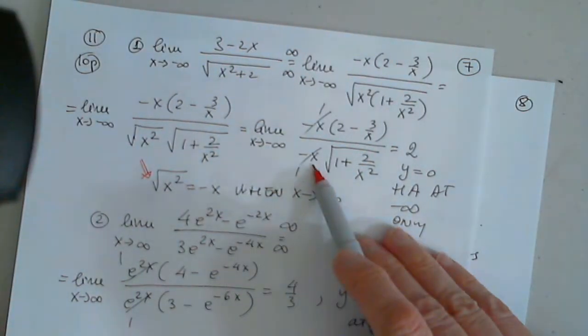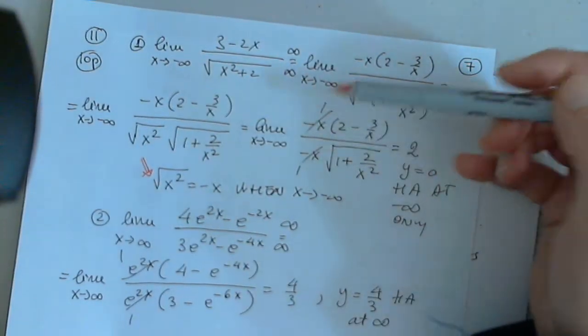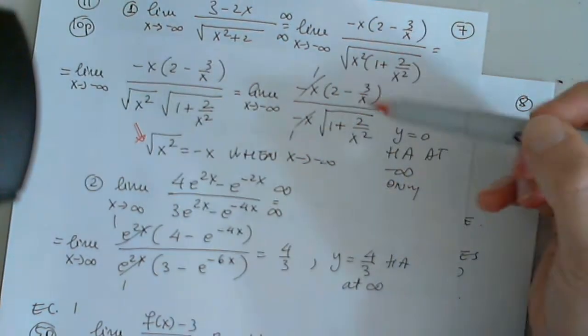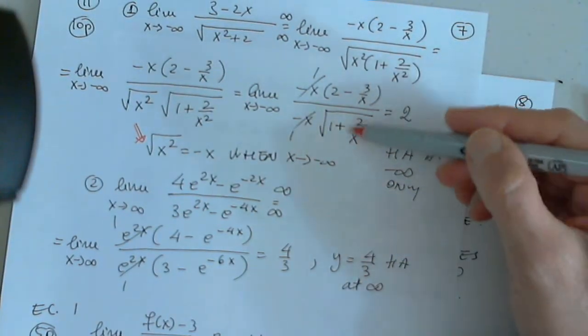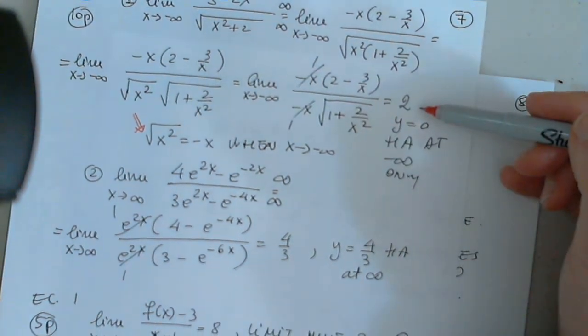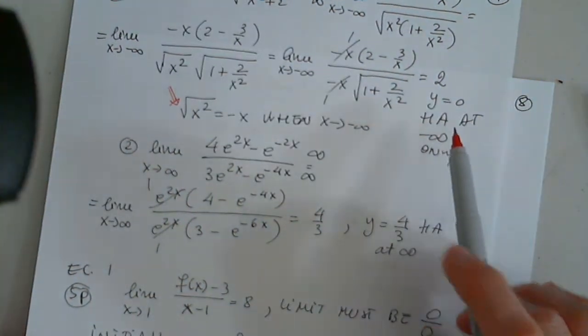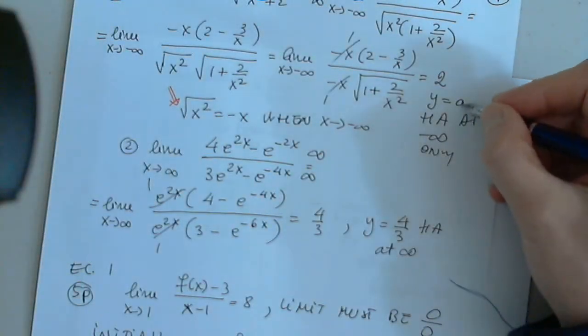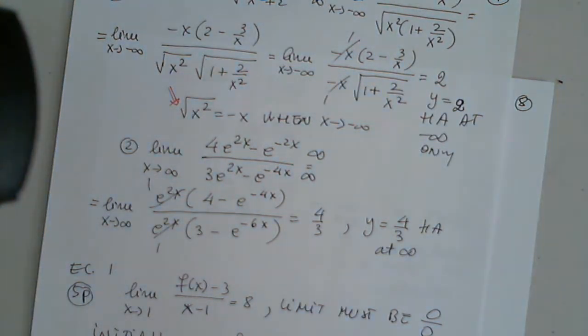So this turns into negative x. I will eventually simplify the negative x with negative x. And when x approaches negative infinity, this piece goes to 0, this piece goes to 0, the whole thing goes to 2. So y equals 2 is a horizontal asymptote at negative infinity only.